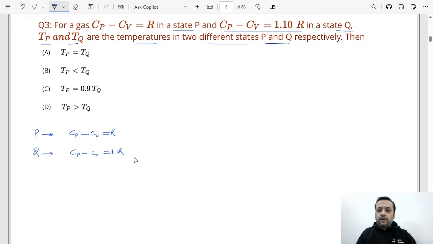Now you try to recall that a real gas starts showing an ideal gas like behavior when its temperature increases. So at low pressure and high temperature, the gas shows an ideal gas like behavior, right? Which means that in the state P, since it is showing an ideal gas like behavior, the temperature in the state P must have been more than the temperature in the state Q. All right, so we can clearly say that Tp will be more than Tq.